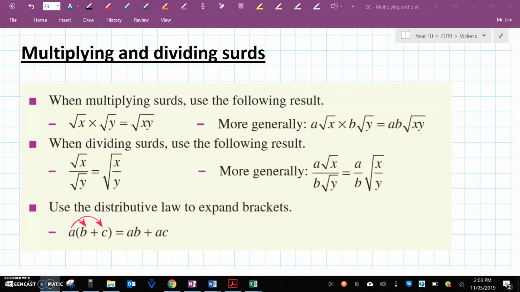Okay, so in this video, we're going to look at how to multiply and divide surds. But before we do that, I'm going to go through a few recap questions because I think they will help with this lesson.